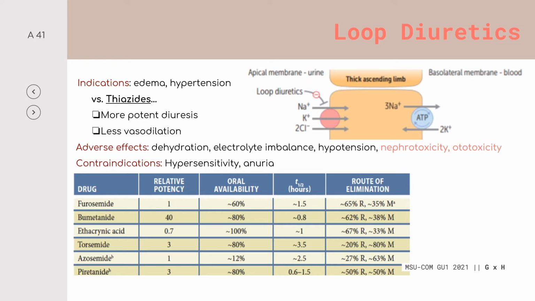Another issue is nephrotoxicity and ototoxicity, particularly with the sulfa-containing loop diuretics. This is remediable by withdrawing the said drugs. Contraindications would include sulfa allergies and anuria. In the case of sulfa allergies, the provider may ask the person to switch to ethacrynic acid instead.